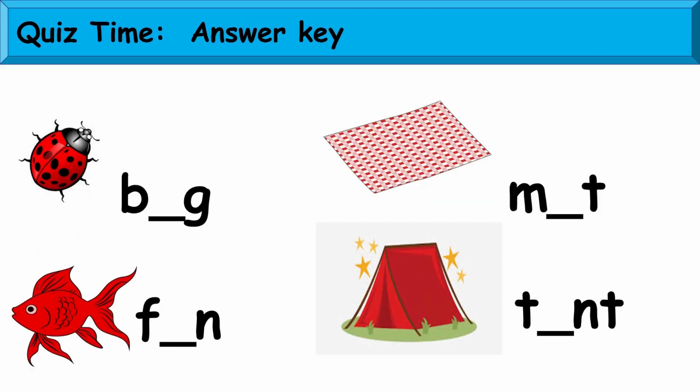Let's check your answers now, kids. Bug. The middle sound is /u/, that is letter U. Next, mat. That's letter A. Fin. It's letter I. We have here tent. That's letter E.